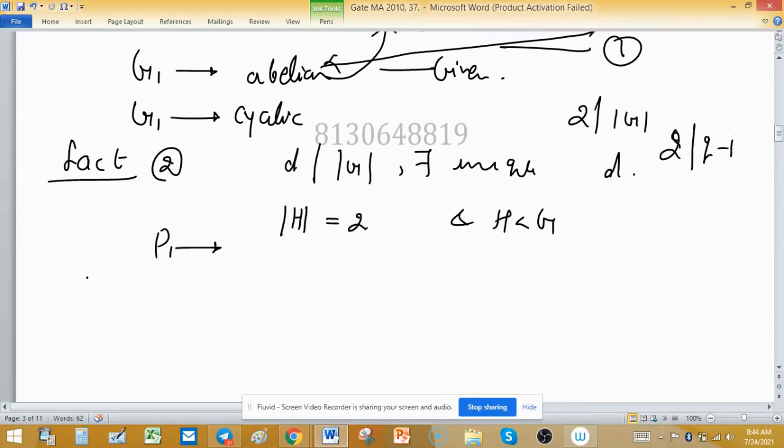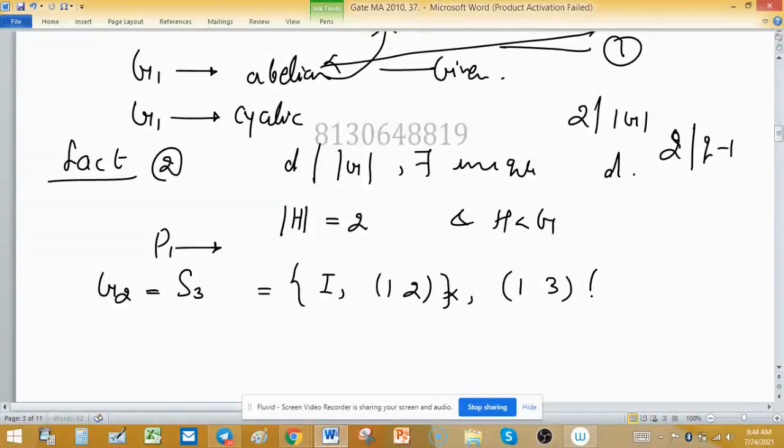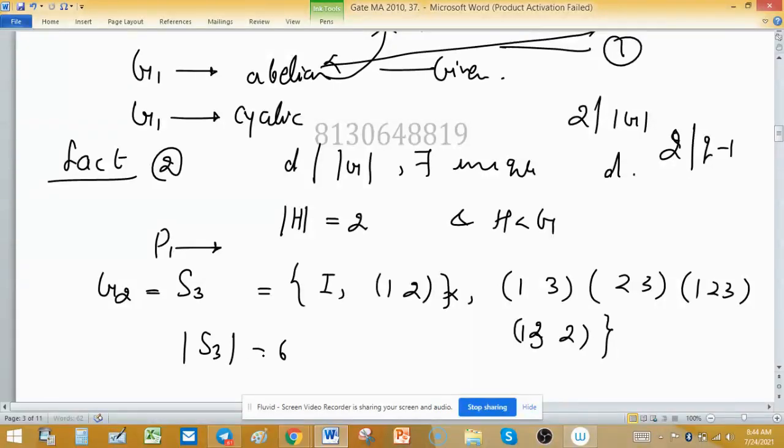Now come to statement 2. G2 is S3, and what is S3? It contains the identity and transpositions. Transpositions are cycles of length two. So this is the identity, (1 2), (1 3), (2 3), (1 2 3), and (1 3 2). These are the elements of S3, so the order of S3 is 6.